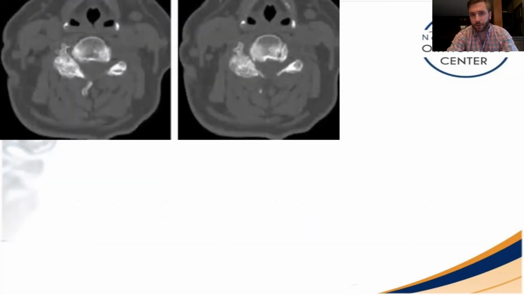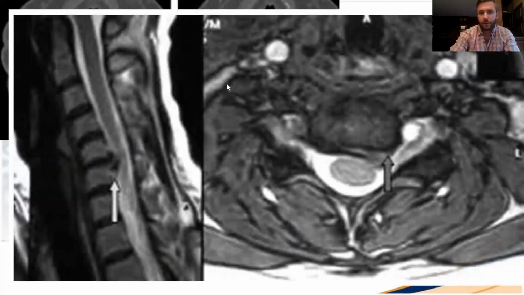This is an example of a couple of axial CT scans. These are showing foramen stenosis on the right side. You see this where I'm highlighting. And then this is an MRI of a cervical disc herniation at C5-6. So this is C5-6 on the left side, and these are both T2 weighted films, sagittal on the left and axial on the right.